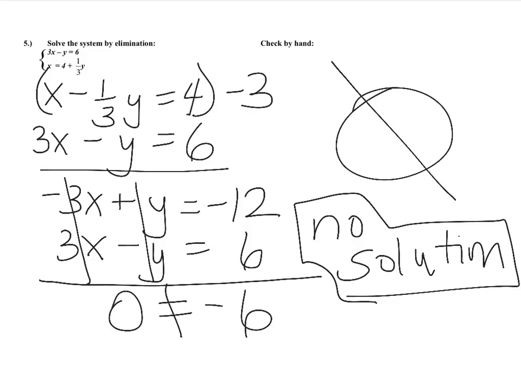Okay? Think about this. What if I got a true statement? Like instead of 0 equals negative 6, I got 0 equals 0. Well, what that would mean, you have a true statement, right? So if you have a true statement, that means that you have the same line. So if you get a true statement here, it would be infinite.